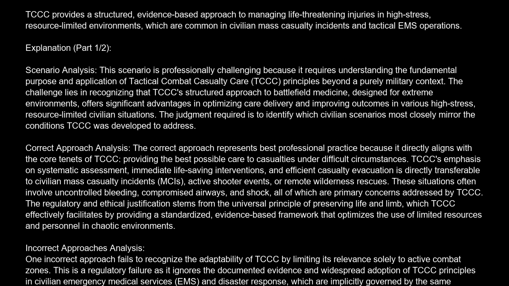The regulatory and ethical justification stems from the universal principle of preserving life and limb, which TCCC effectively facilitates by providing a standardized, evidence-based framework that optimizes the use of limited resources and personnel in chaotic environments.